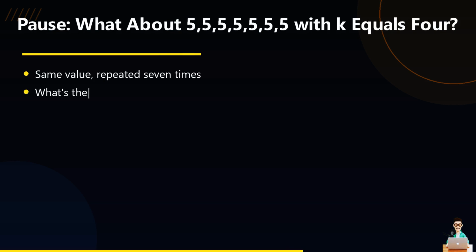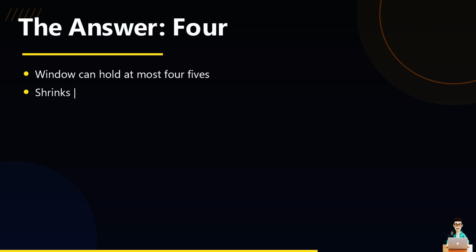Pause for a second. What does this return for 7 5s with k equal to 4? Drop your guess in the comments before I show you the answer. The answer is 4. Once the count of 5 hits 5, we shrink from the left until we are back down to 4. The window can never grow past that.